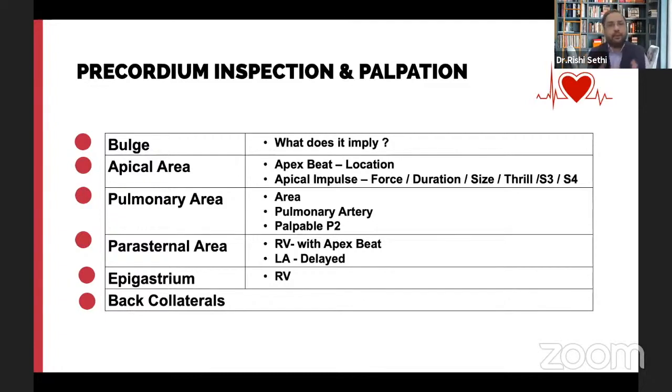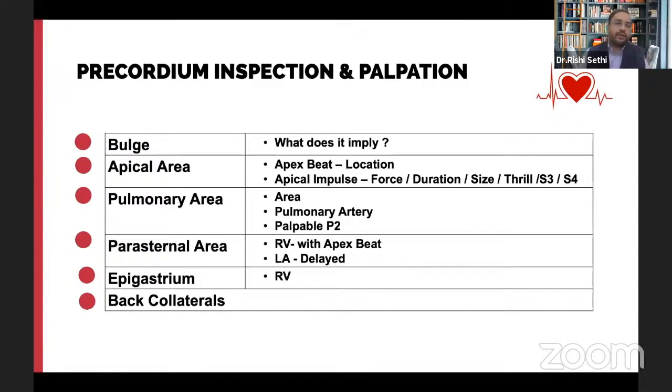So many examiners will call only a grade 3 parasternal impulse a heave. That's again another nomenclature. You may say parasternal heave only for grade 3 pulsations, or you may just say parasternal pulsations grade 1, grade 2, and grade 3. That would be more scientific. In the epigastrium, you try to look for RV when you have seen it in the parasternal area.